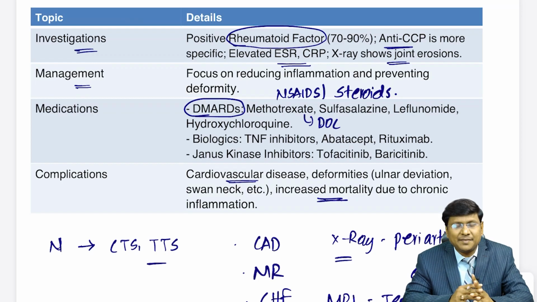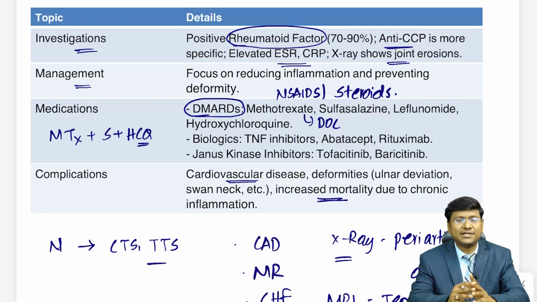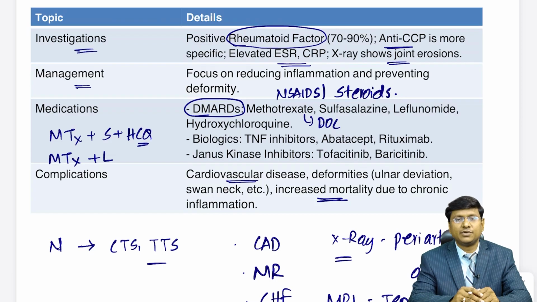And then we have a triple therapy in the treatment of rheumatoid arthritis. The triple therapy in rheumatoid arthritis is methotrexate plus sulfasalazine plus hydroxychloroquine. So these three together constitute what is called triple therapy. Or the other combination which is very much effective is methotrexate plus leflunomide. Even this combination works better.